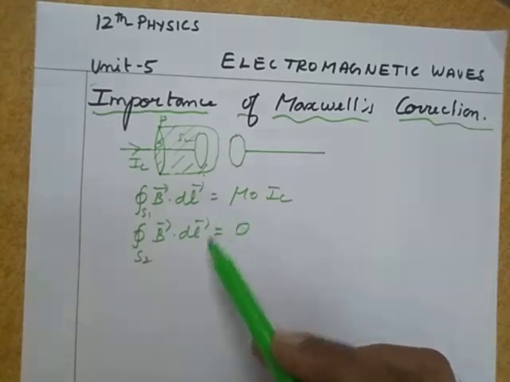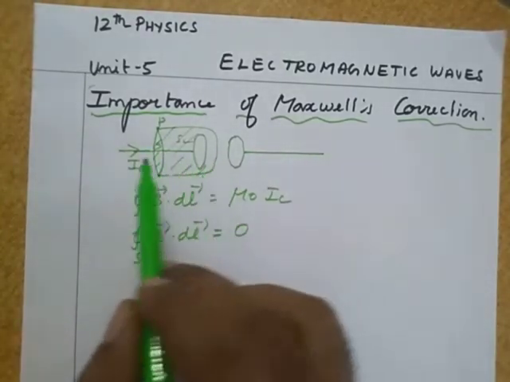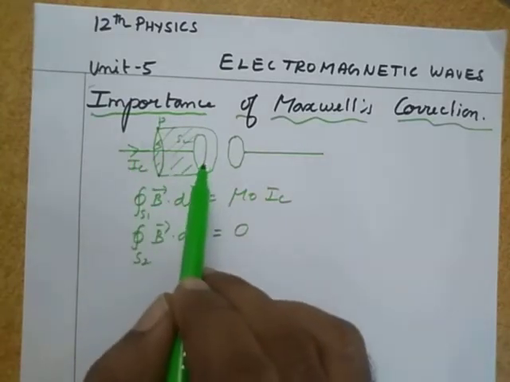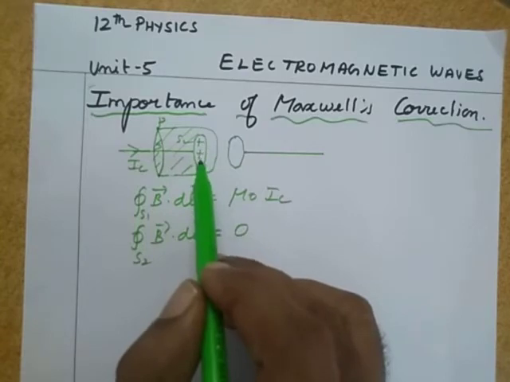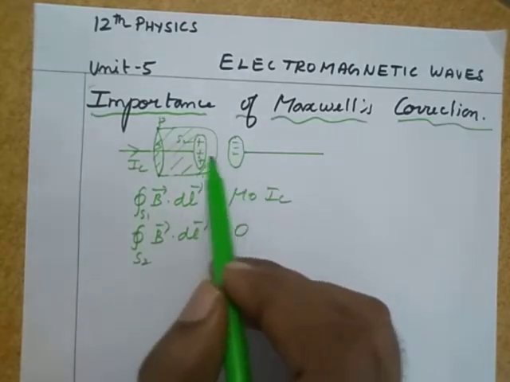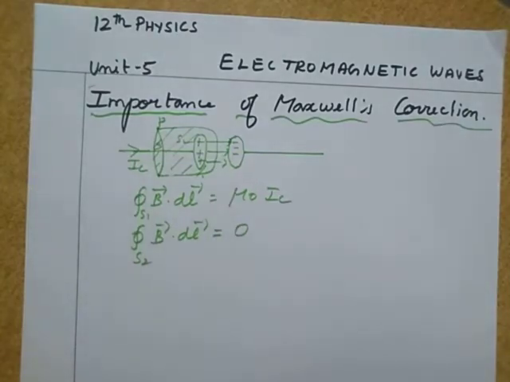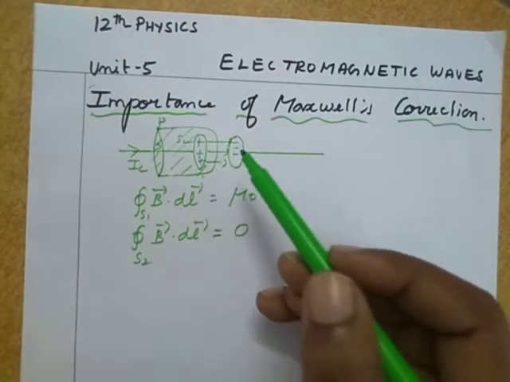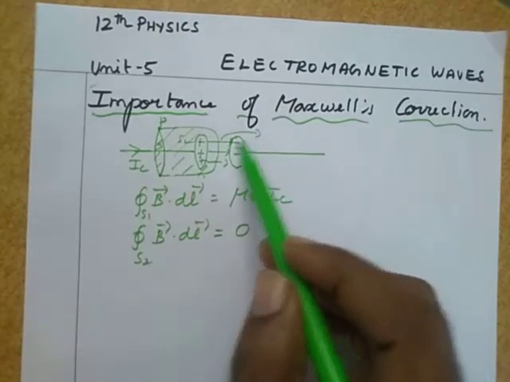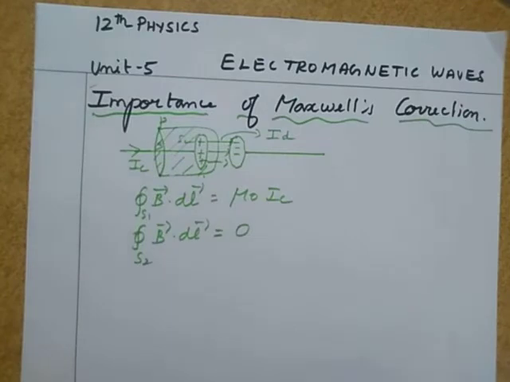To solve this inconsistency, Maxwell said that when we supply current into the capacitor, the capacitor increases its charge. Due to the increase in charge, the electric field also increases. Due to this change in electric field, there will be some current. That current is known as displacement current. This was found by Maxwell.